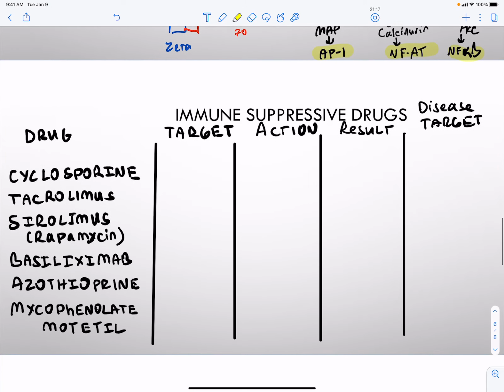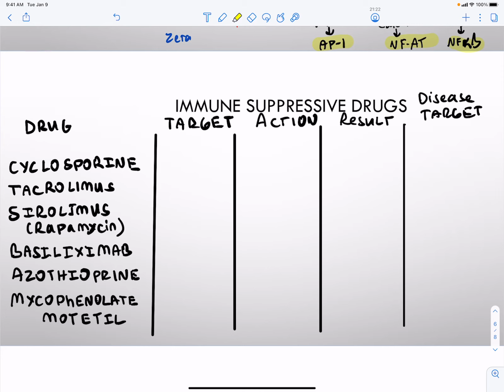Now that we understand the signal transduction pathway, we can start looking at drugs, and we can start understanding how they work and what their targets are. So one of the oldest drugs used for transplants is cyclosporin. And cyclosporin's target is the nuclear factor of activated T cells, or that NFAT. Tacrolimus is also for transplants, and tacrolimus also targets the NFAT. The mechanism of action is, of course, to inhibit calcineurin activation.